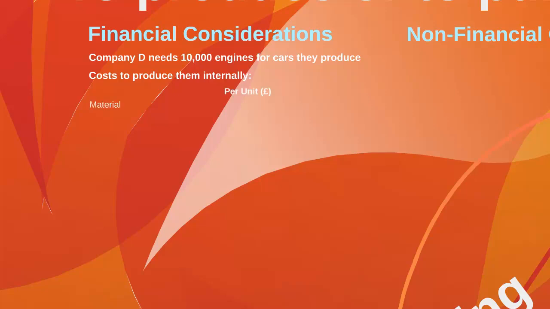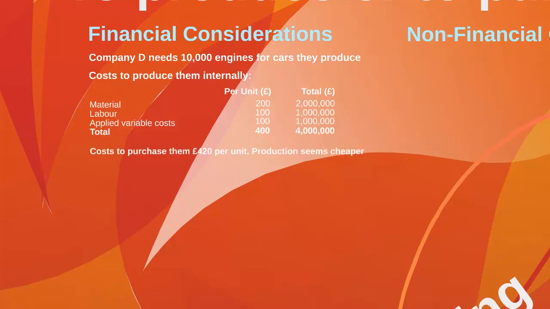So, per unit, the material costs £200. The labour involved costs £100. And applied variable costs to the production of these engines is £100, giving us a grand total, as I'm sure you've guessed it, £400 per unit. And of course, when we scale that up to the 10,000 engines, we get 4 million in costs.